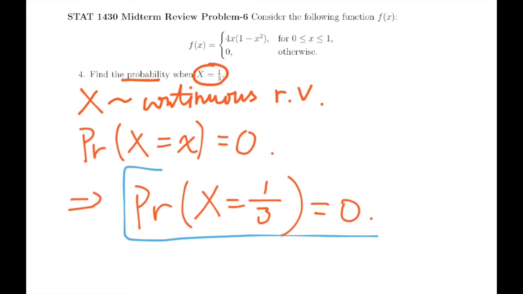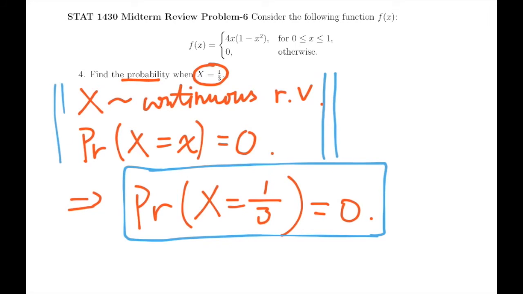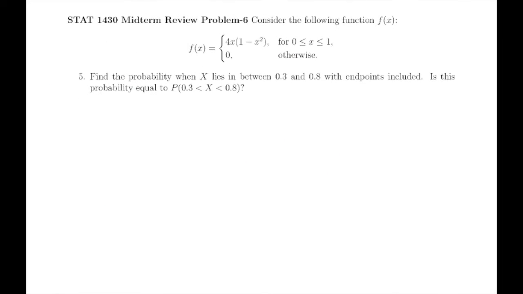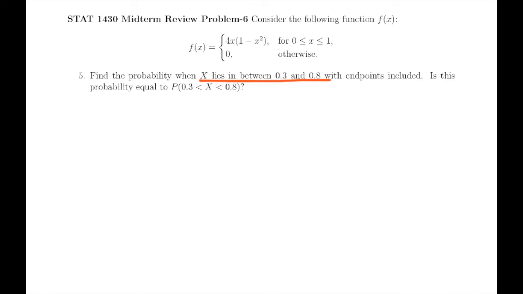Okay, so probably you will have to use this result in your exam. So please always remember that if x is a continuous random variable, then the probability of x taking on any particular value will be equal to 0. So this is it. Alright, next we want to find the probability when x lies in between 0.3 and 0.8 with the endpoints included.